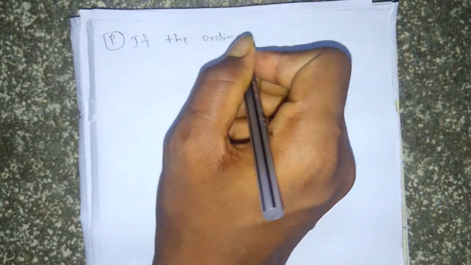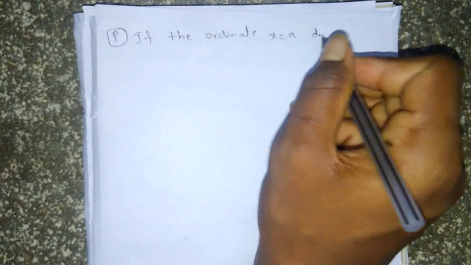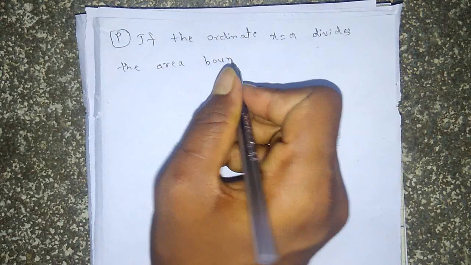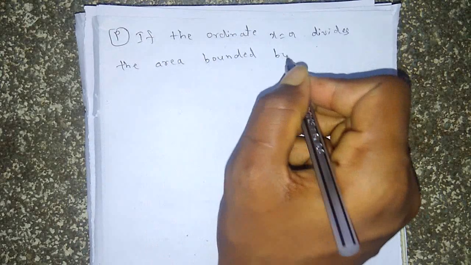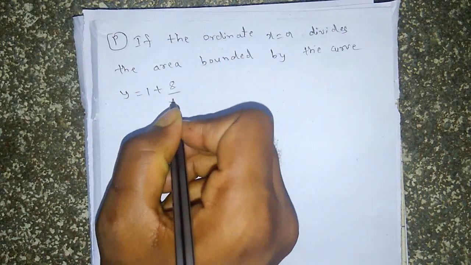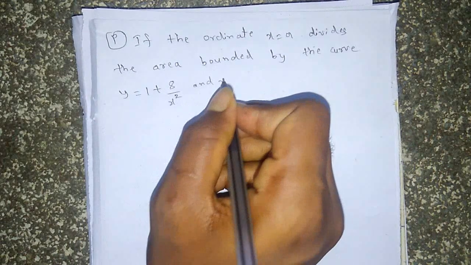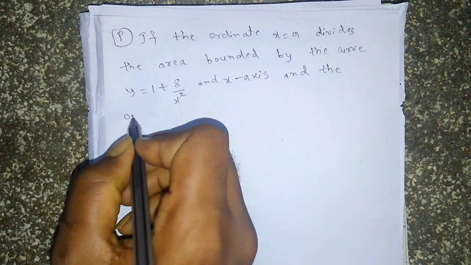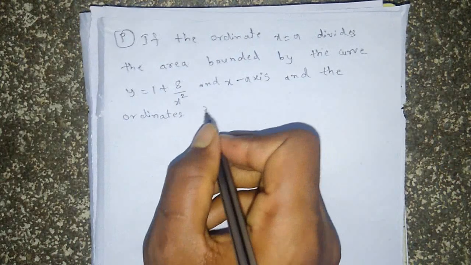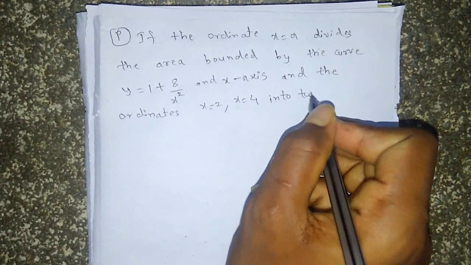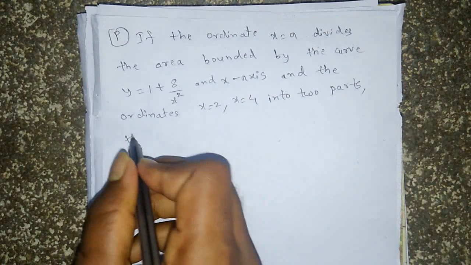Our next problem: if the ordinate x = a divides the area bounded by the curve y = 1 + 8 by x² and the x-axis and the ordinates x = 2, x = 4 into two equal parts, then find the value of a.